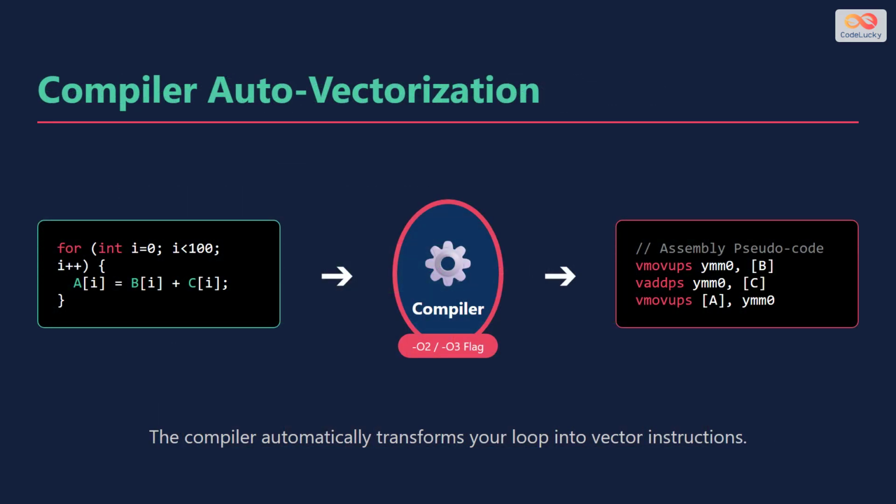The best part is that you often do not need to write complex assembly code to use this. Modern compilers are smart. When you write a standard loop in languages like C++ or Rust and enable optimization flags like O2 or O3, the compiler analyzes your code. It automatically transforms your scalar loop into vector instructions, a process called auto-vectorization.